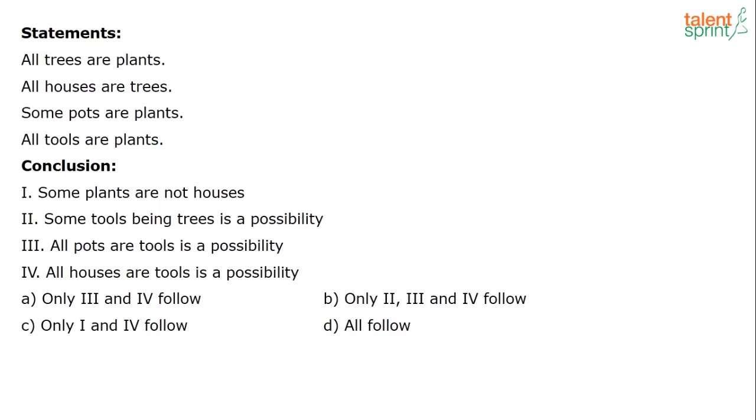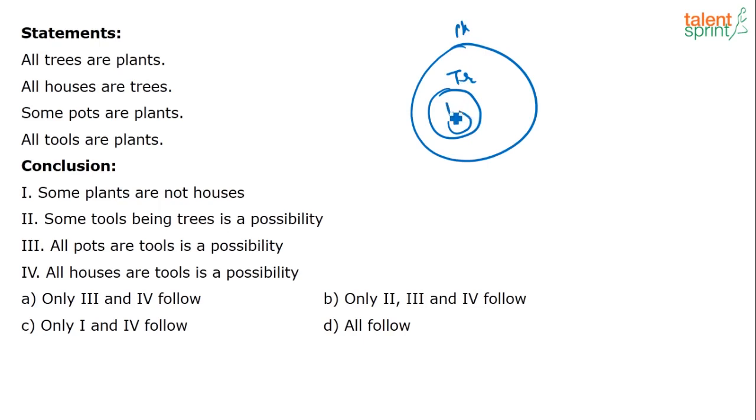Okay, let us represent this. All trees are plants, all houses are trees. So, where does house come? House comes inside, right? All houses are trees, and some pots are plants. So, this is pots, and all tools are plants. So, tools is somewhere inside plants. I am just representing it here.